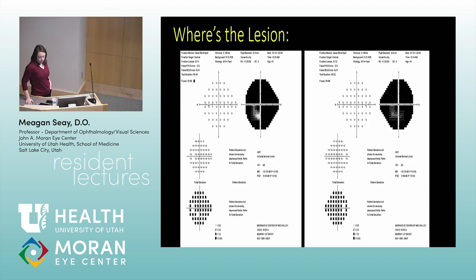Here's another case. So pay attention to these things. You get these visual fields, which look terrible except for some sparing, but he has 20/20 vision. So what do you think is going on with this lesion? This visual field. Yeah. You also see his foveal thresholds are 30 on the left, 39 on the right, which goes with his 20/20 vision.